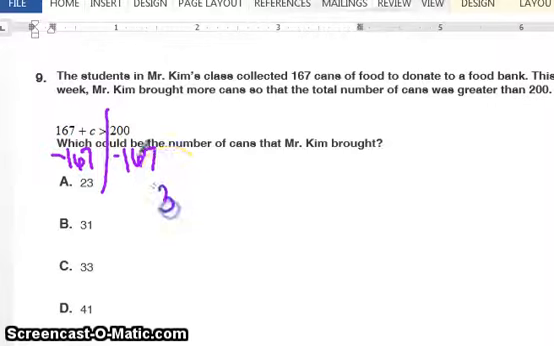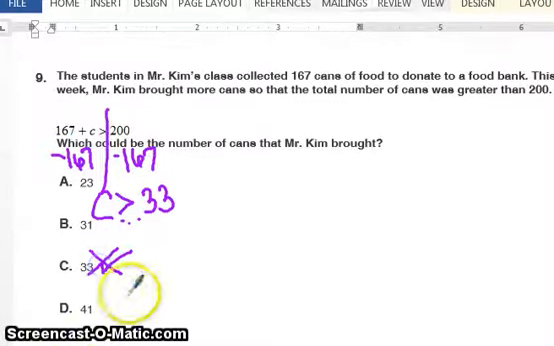10 minus 7 is 3. 9 minus 6 is 3. So we're looking at C should be bigger than 33. It doesn't have the equal to bar, so 33 is actually not a solution. The only number here that's bigger than 33 is 41.